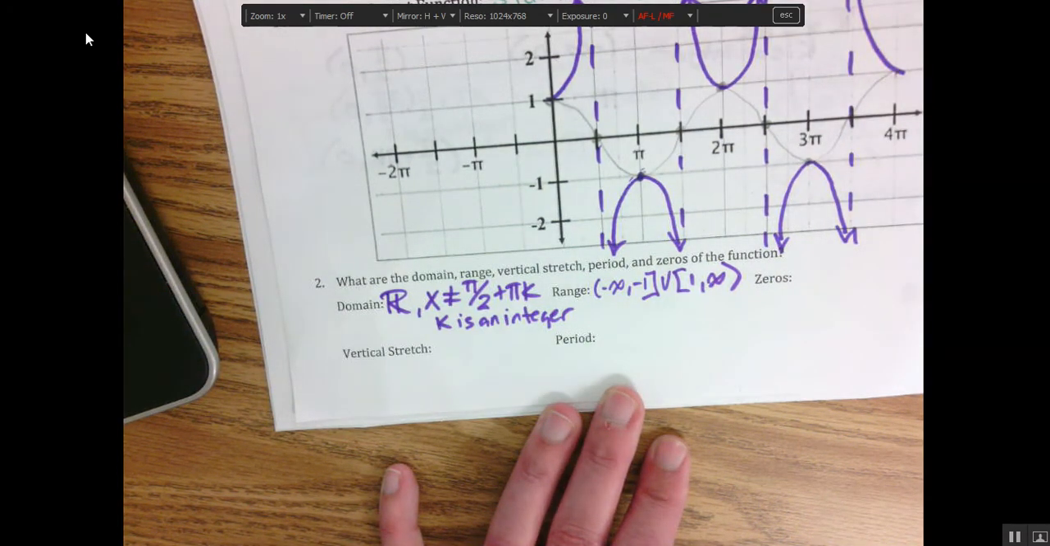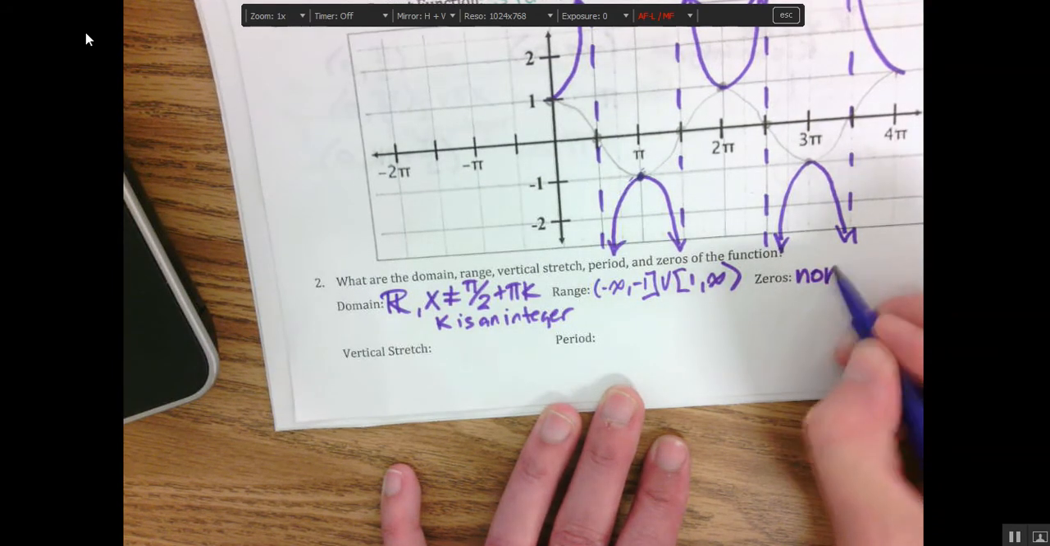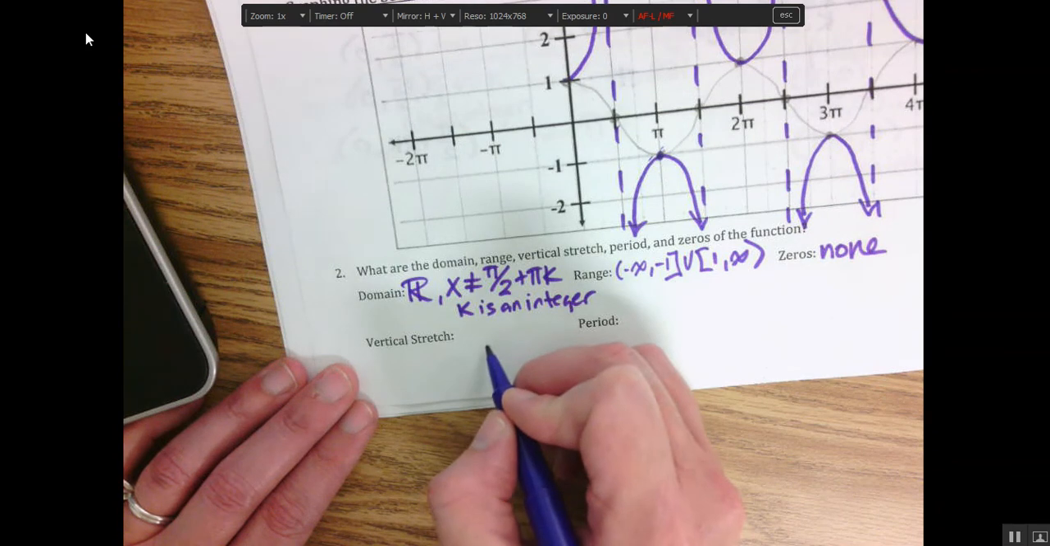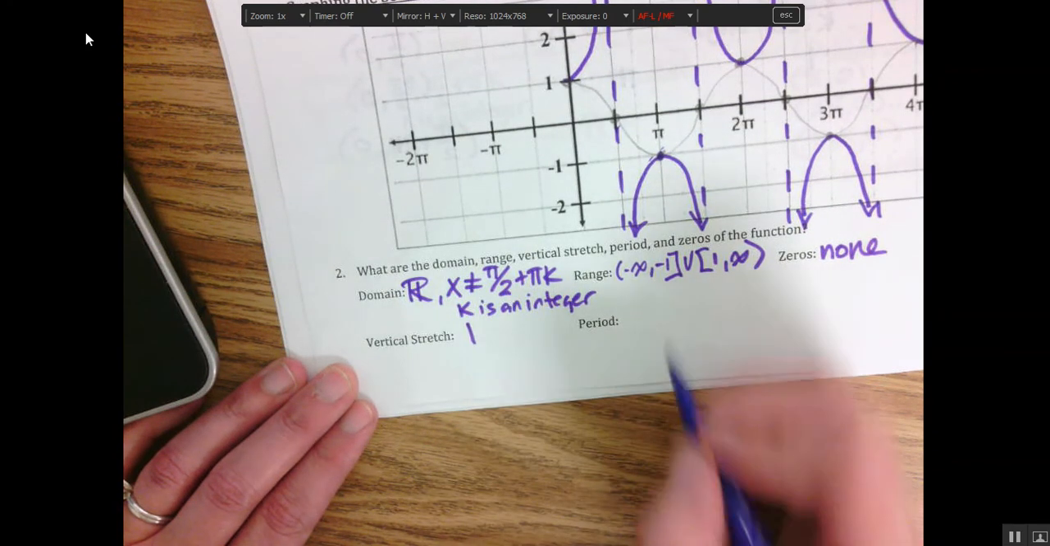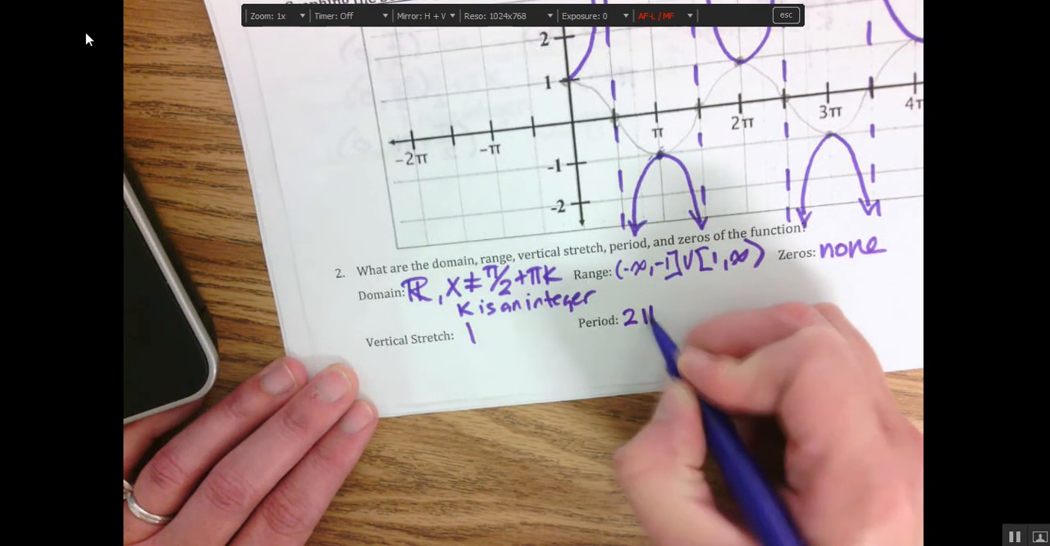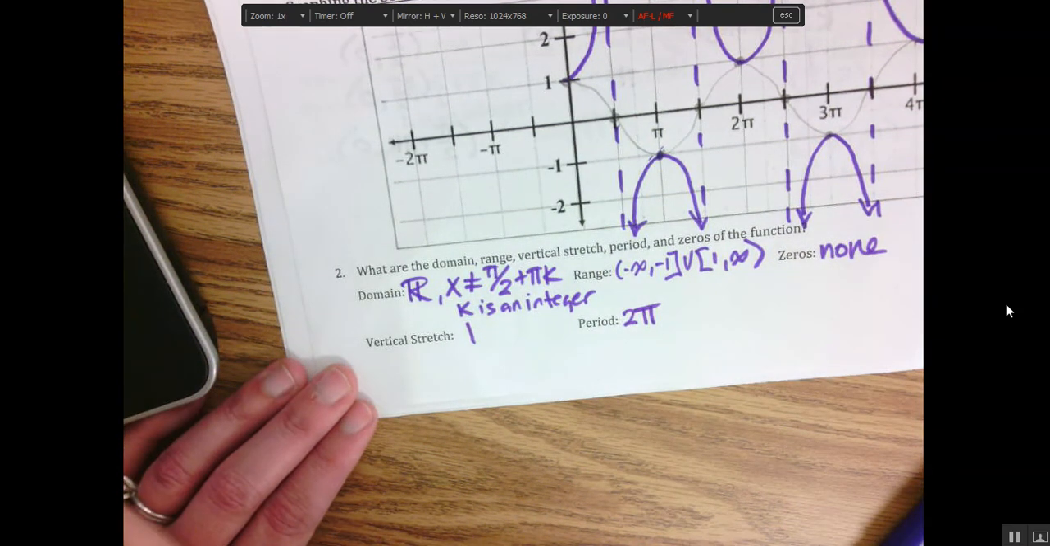How many zeros are there? None. And there's no vertical stretch, so I just put what number? 1. Okay, and the period? 2 pi. Miss Brown, could you simplify the domain to pi over 2?